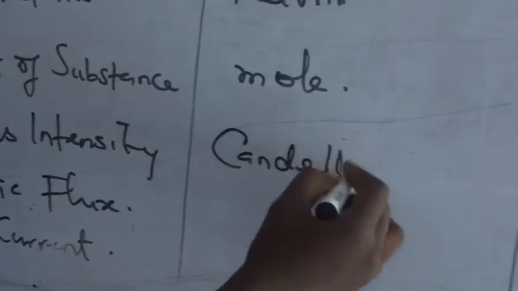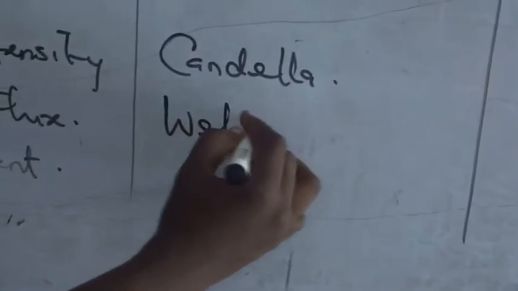Amount of substance, we have mole. Luminous intensity, we have candela. For magnetic flux, we have Weber. And the last one, we have what? Ampere.